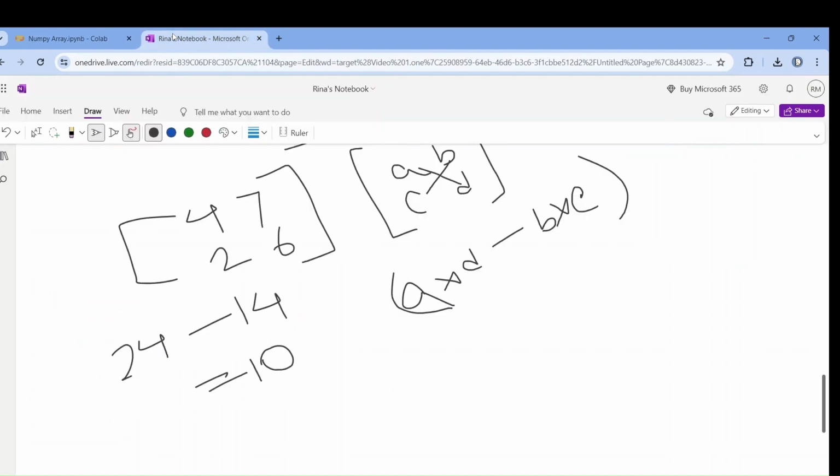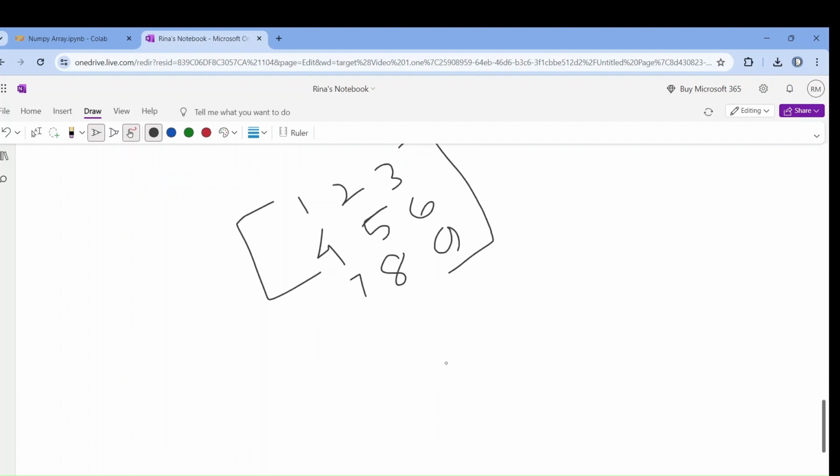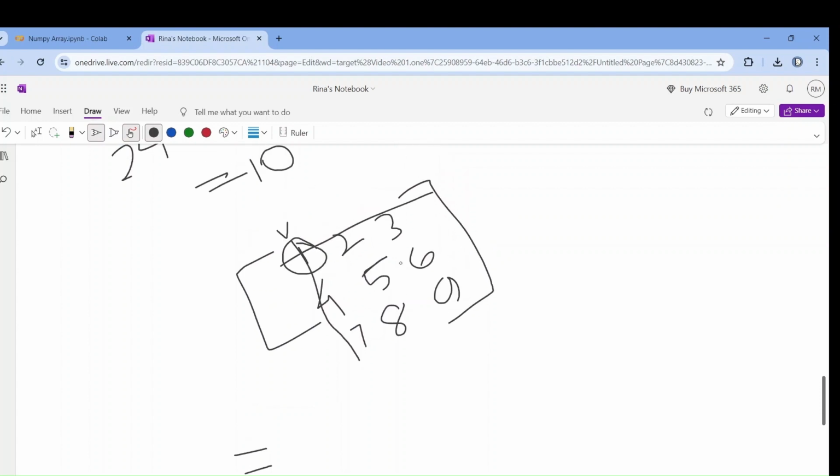Now tell me one thing. If you get something like this, 1, 2, 3, 4, 5, 6, 7, 8, 9, then how will you do the determinant? Simple rule. First you take this one. When you take this one, you simply don't consider this row and this column. Just forget about them. Okay.